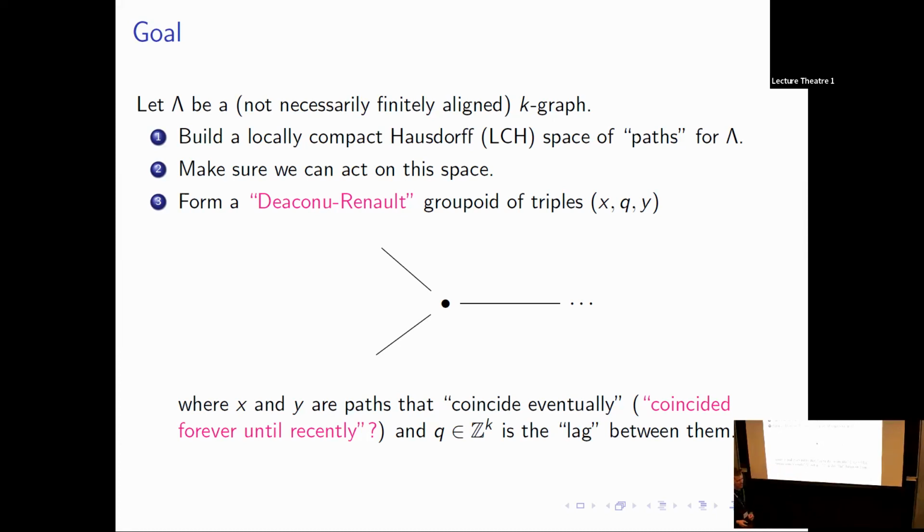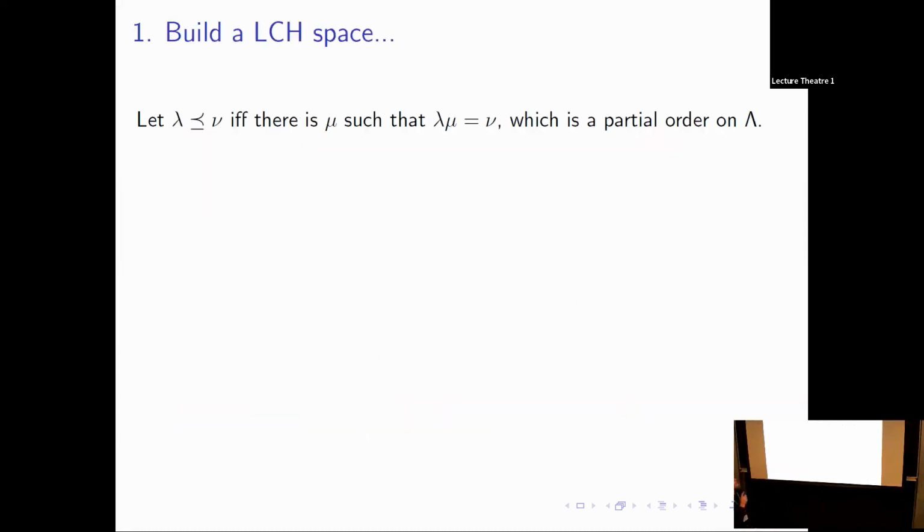So there's pros and cons. Okay, so we're trying to build a locally compact Hausdorff space. To do that, we're going to use a filter approach.